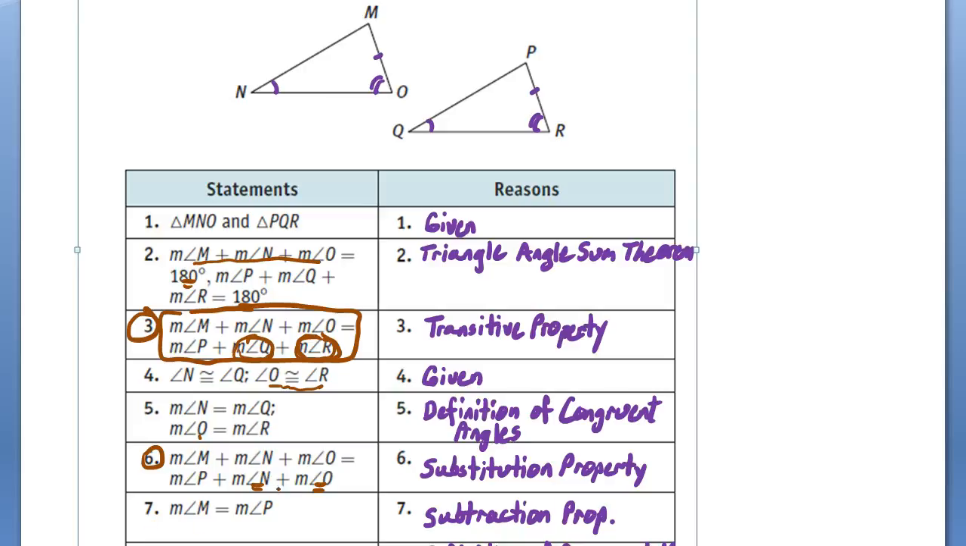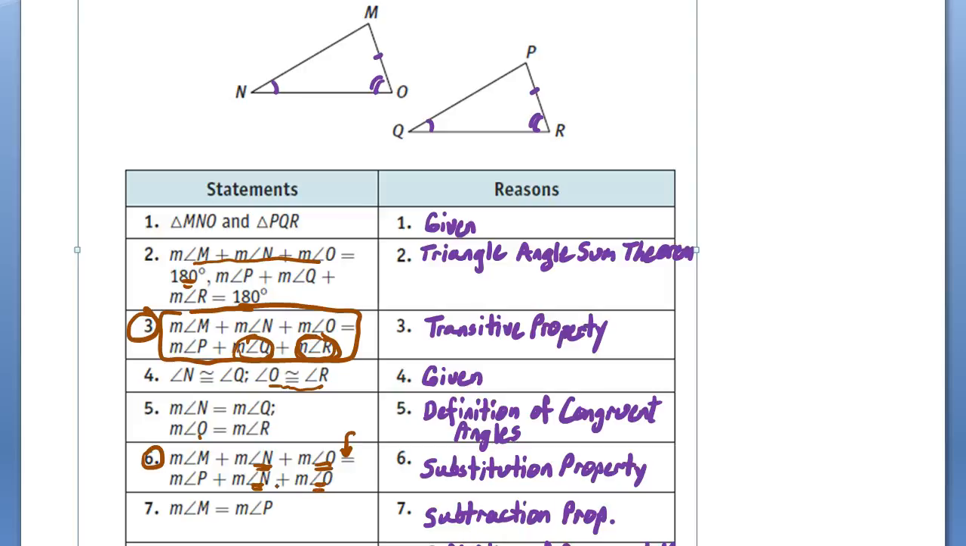Okay, step 7. We have an algebra equation. Remember, these are measurements, so these are numbers. So this kind of looks strange, but this is simply an algebra equation with numbers in it. And I noticed that the measure of angle N and the measure of angle O are on the left side of the equals, and they're on the right side of the equals.